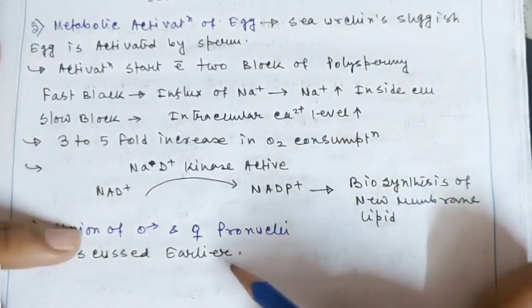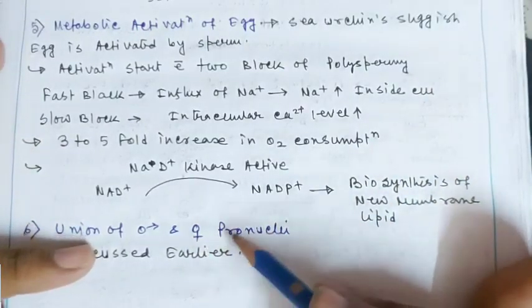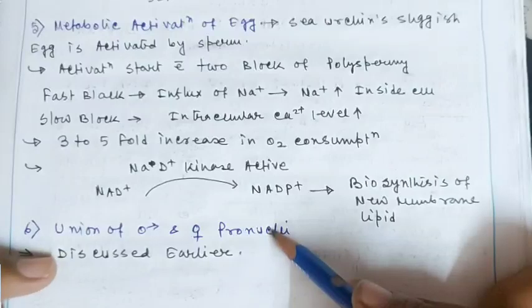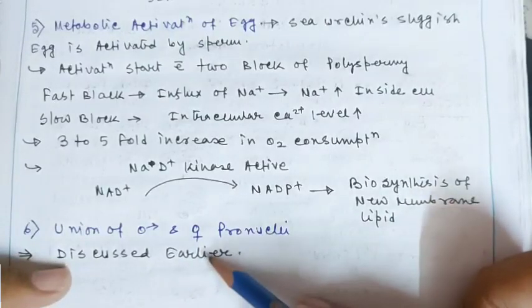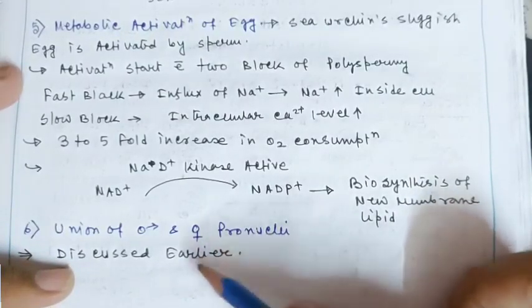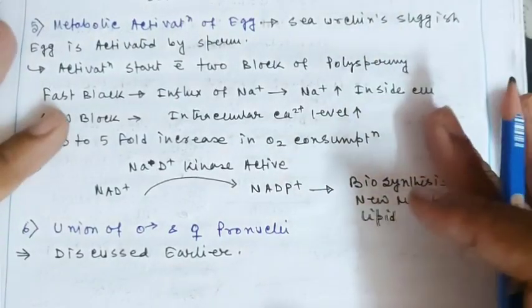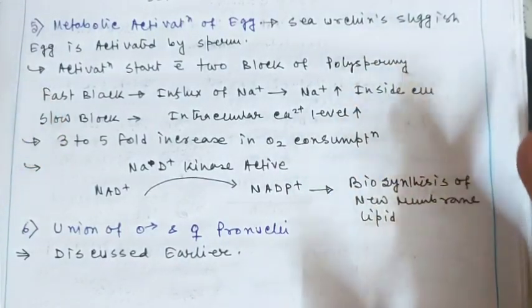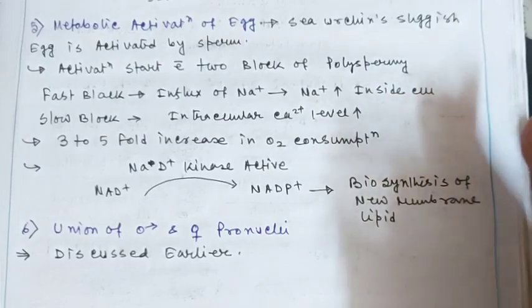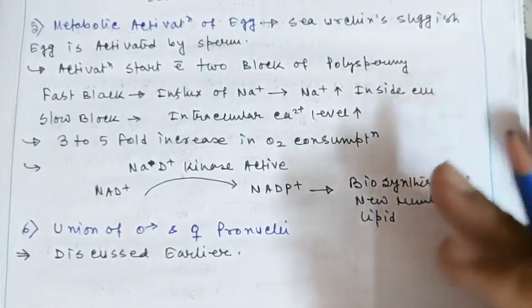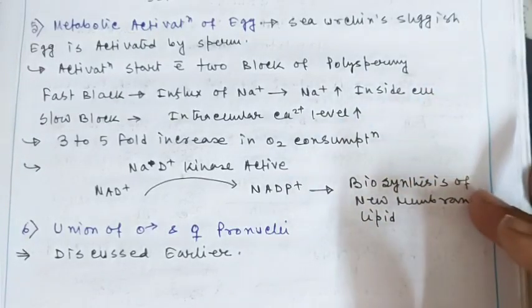And after that, the union of male and female pronuclei can be seen, and we have already discussed this union of the male and female pronuclei. These are the detailed processes of fertilization in sea urchin, and I hope you have understood them. In the next video we will discuss the cleavage.